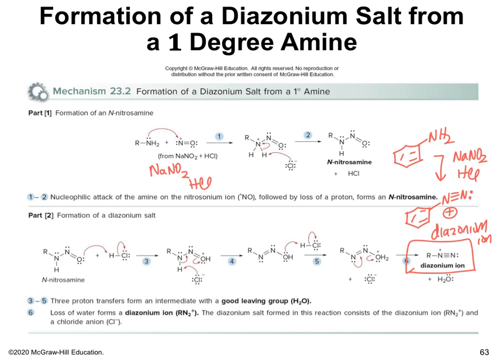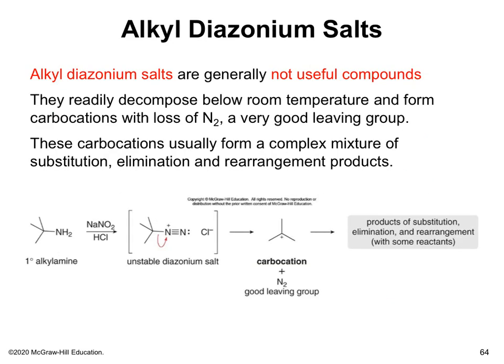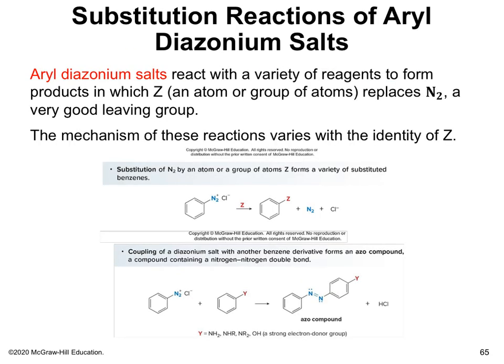The positive charge is on the nitrogen, because nitrogen gas, 70% of our atmosphere is nitrogen gas. It's the world's best leaving group. Like I said, we're not going to do alkyl because they're not useful. But we do want to do aryl diazonium salts.